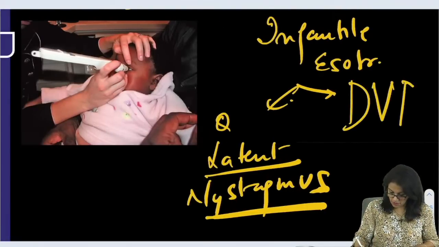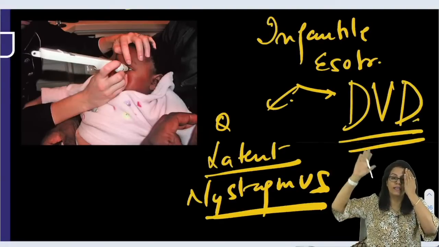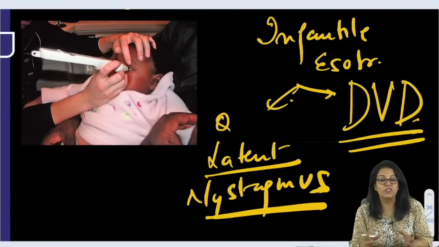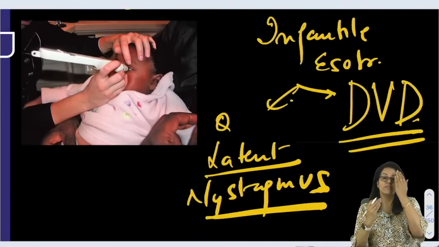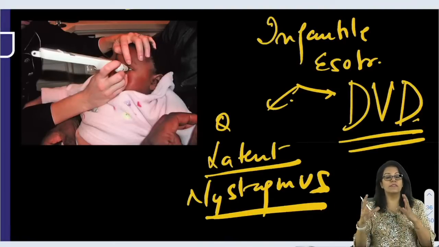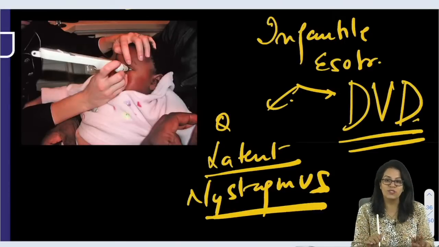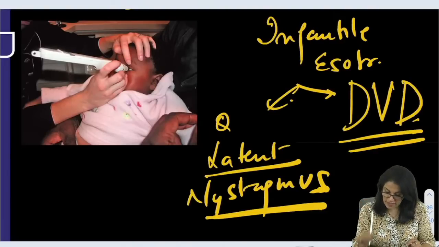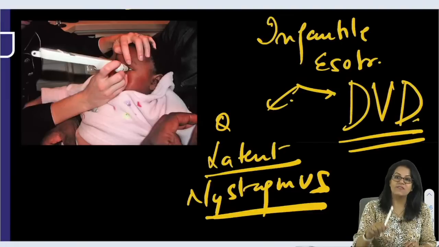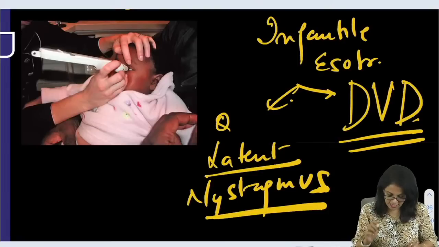DVD, dissociated vertical divergence. What is this? One eye will go up and then come down. It's a neurological disorder. It's a feature seen when you cover one eye. When you cover one eye, the other eye can just go up, out and come back. This is called dissociated vertical divergence. You just have to know it's a feature of infantile esotropia. That's it. These are your questions of AIIMS. These are INI-CET questions, so keep this in mind. DVD, keep in mind, is a condition which will not obey Hering's law.